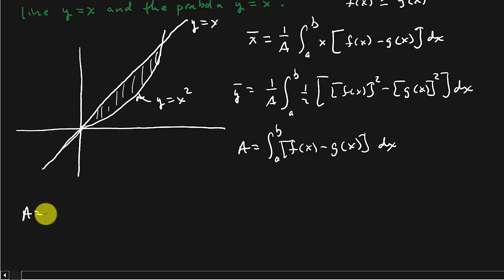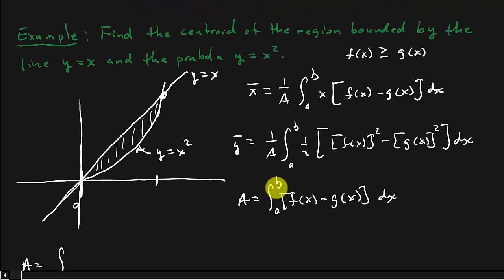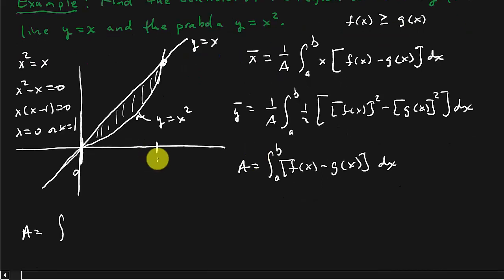So we've got A is equal to the integral from a to b. And so we know we're going from 0. We've got to find out, where do these two functions intersect? Well, that's when x squared is equal to x. And so x squared minus x is 0. x times x minus 1 is 0. So x equals 0 or x equals 1. So we're integrating from 0 to 1 of f of x, which is x, minus g of x, so minus x squared dx.